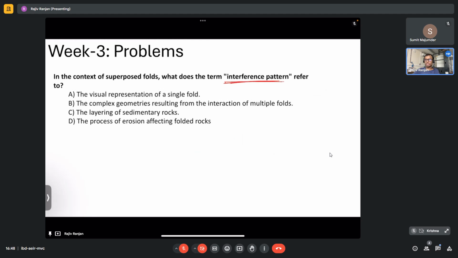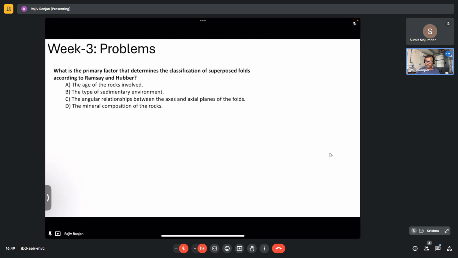In the context of superposed folds, what does the term interference pattern refer to? Option A, the visual representation of a single fold; the complex geometries resulting from interaction of multiple folds; the layering of sedimentary rocks; the process of erosion affecting folded rocks. Complex geometries resulting from the interaction of multiple folds. Very nice.